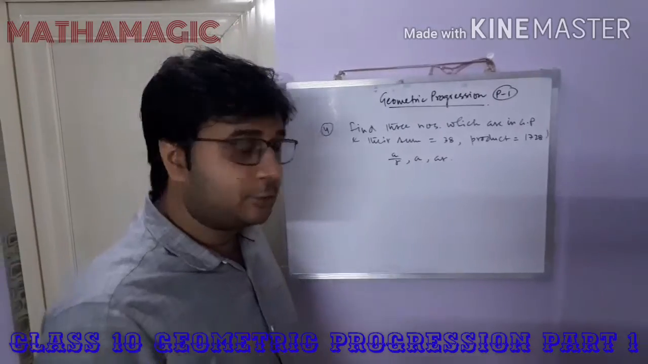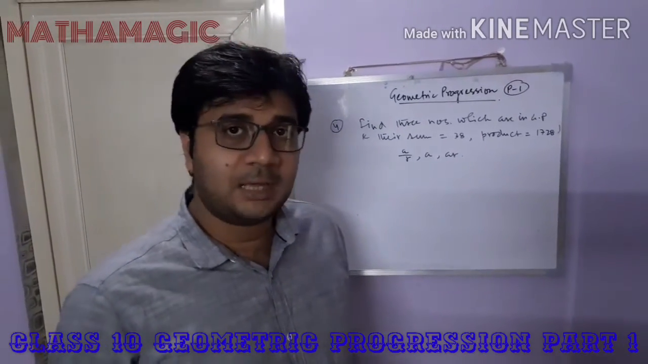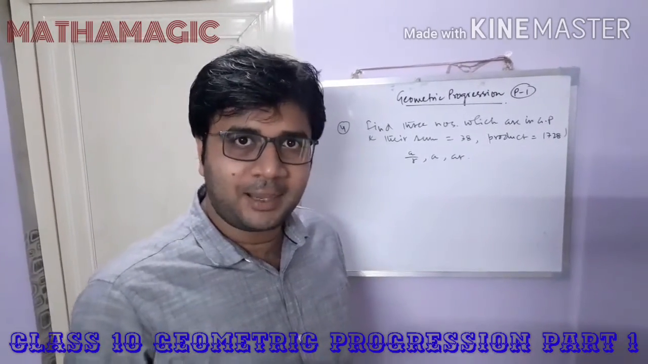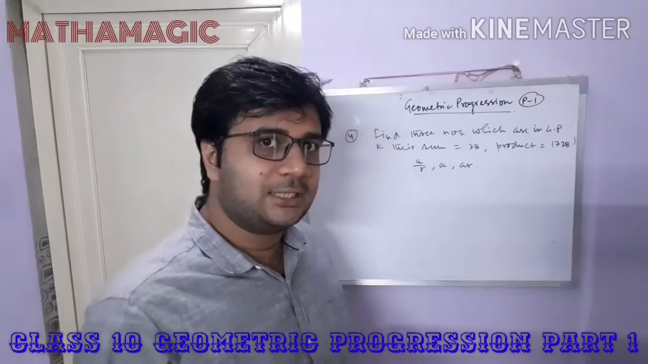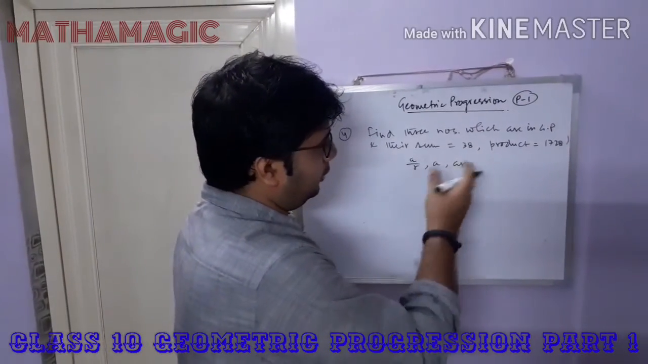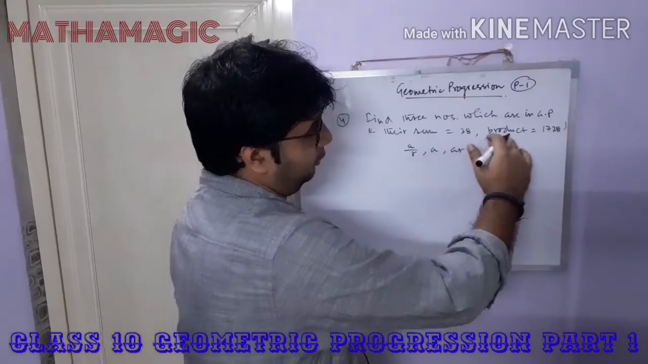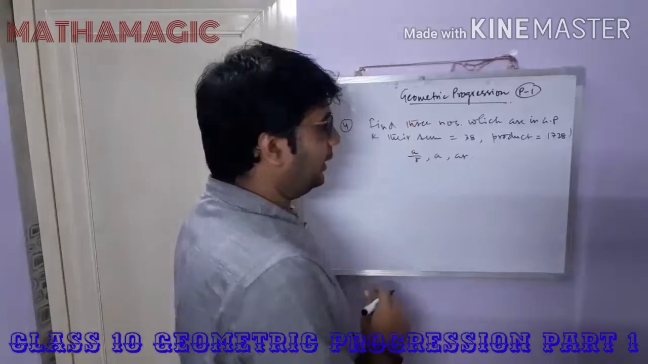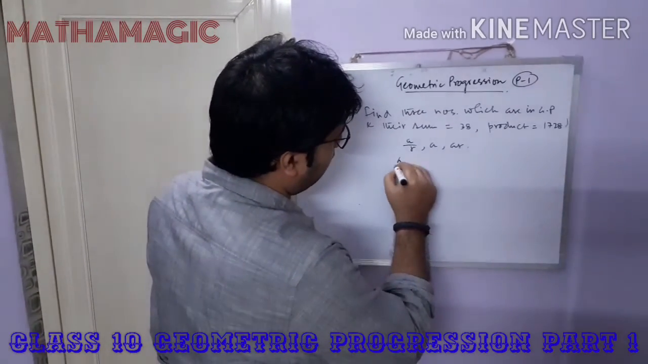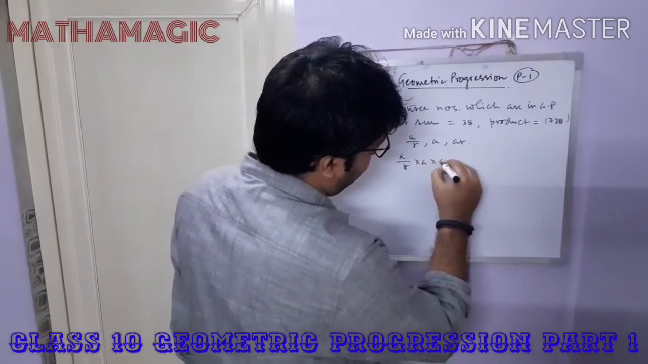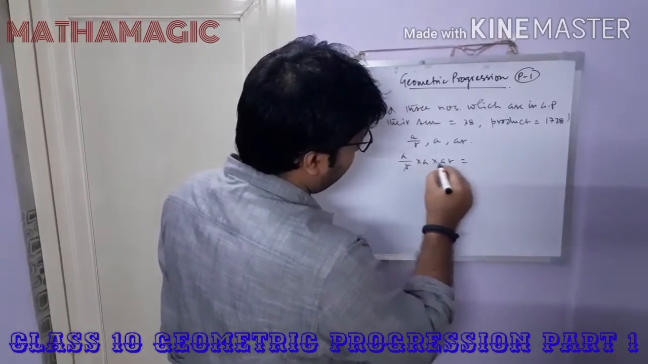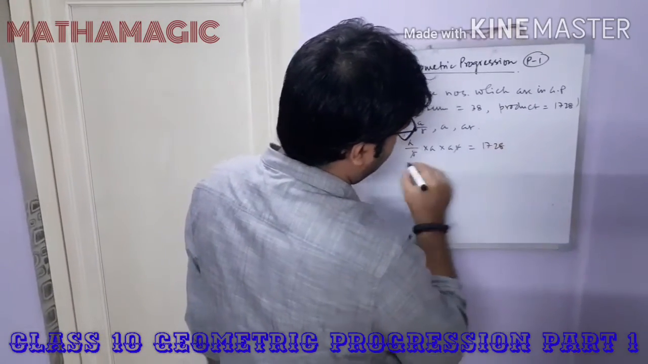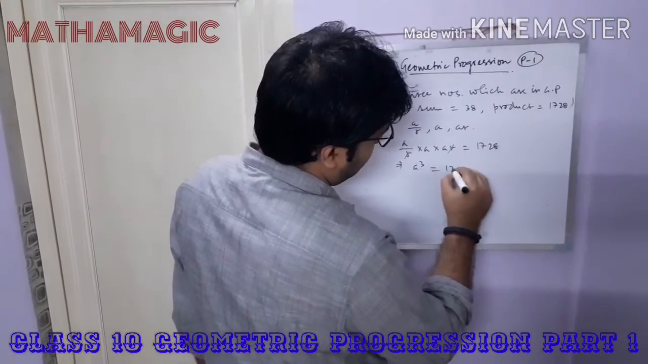In case of AP, just try to remember that if the sum of three numbers was given, then we took the three numbers as a minus d, a and a plus d. The similar logic is applied here. In this kind of problem, where the product of three numbers is given, we have to take the three numbers as a by r, a and ar. What will be the benefit of this? If we multiply these three numbers, then r will vanish. So we'll get directly the value of a. So it will be 1728. So a cube equals 1728.